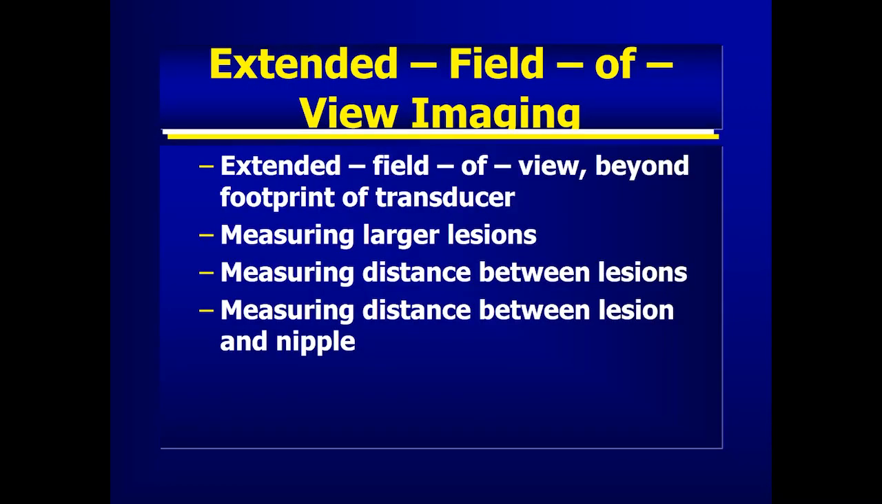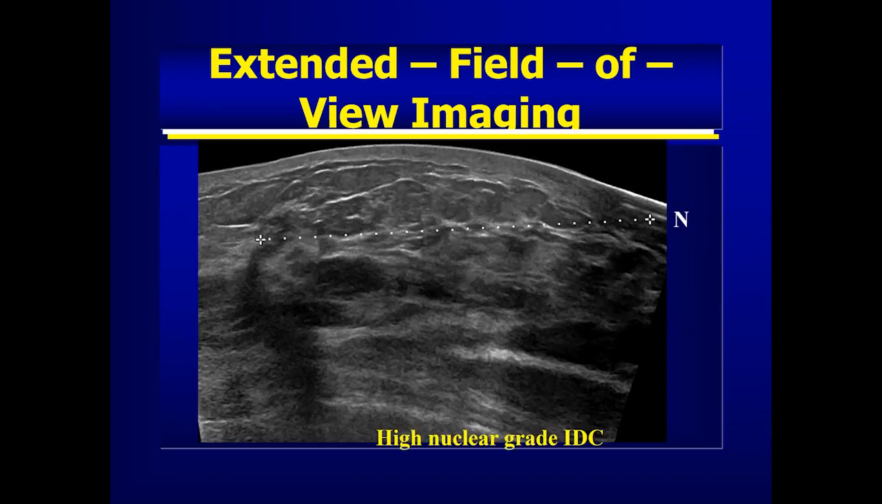We also can use extended field of view imaging. That can be helpful. That can allow us to image beyond the footprint of the transducer. That can be helpful for measuring larger lesions, for measuring the distance between lesions, or measuring the distance between the lesion and the nipple. So we can see in this particular case, this is a high-grade invasive ductal carcinoma. We're measuring the distance between the lesion and the nipple, which is marked by an N here.